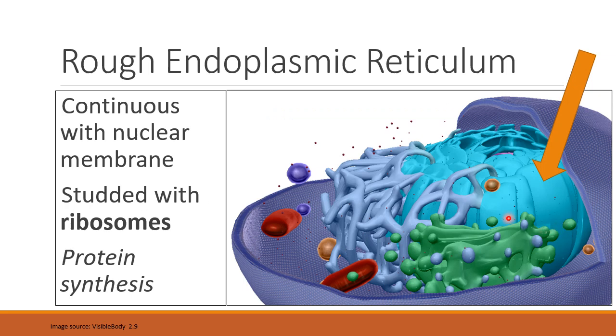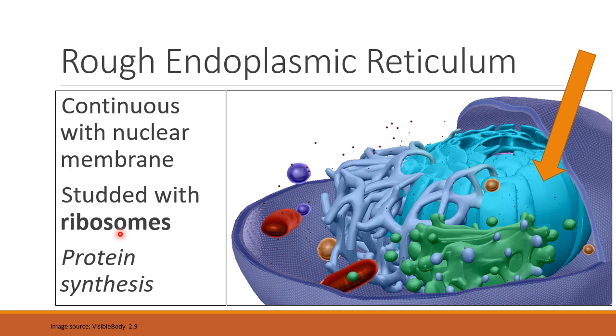Now, the rough endoplasmic reticulum, this diagram here points to this right here. This is what's highlighted in this off blue color. You can see all the little red dots on that rough ER. We'll sometimes say ER, endoplasmic reticulum. This is continuous with the nuclear membrane. And there's going to be a diagram later showing that a little bit better. The reason why it's called rough is because it's studded with these ribosomes.